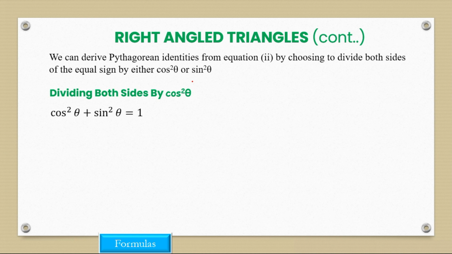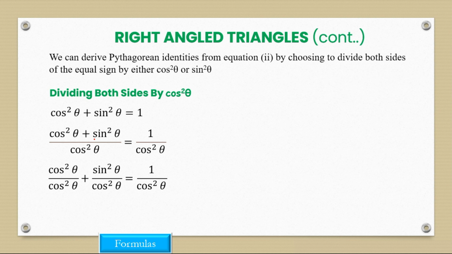So we have our equation here, cos squared theta plus sine squared theta is equal to 1. If we divide both sides of the equal sign by cos squared theta, it looks like this. Then each numerator is divided individually, and what we'll have is this. This and this will cancel and we'll have 1. Remember we said that tan theta is equal to sine theta over cos theta. So since we have a square of sine theta and a square of cos theta, these become tan squared theta.